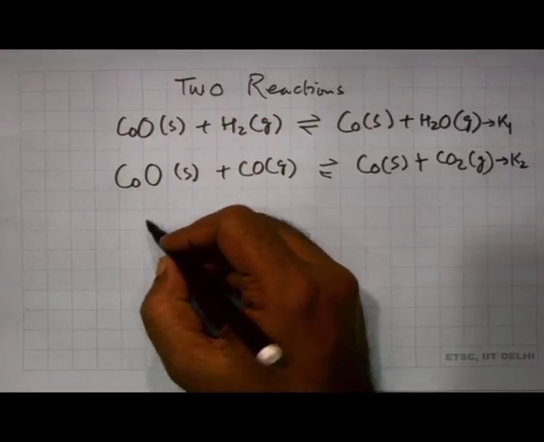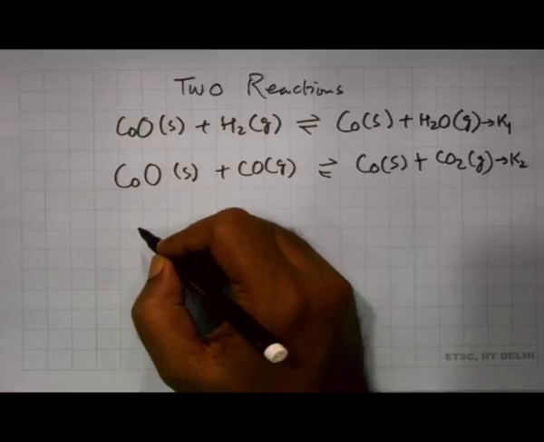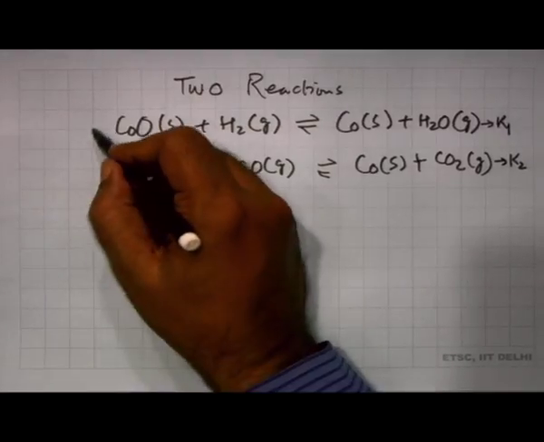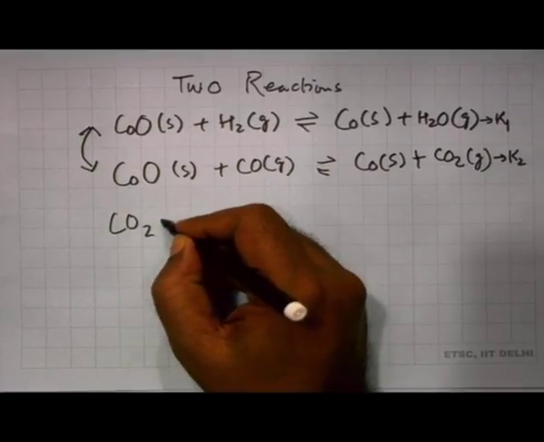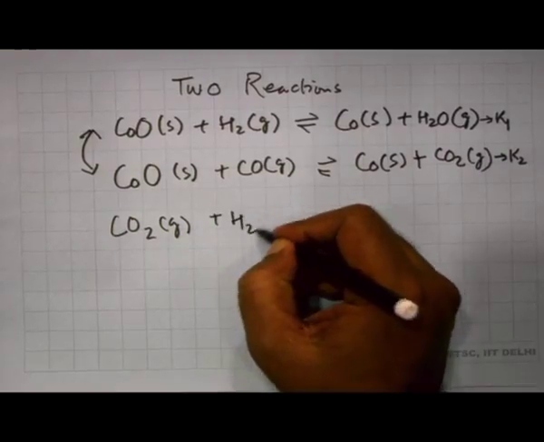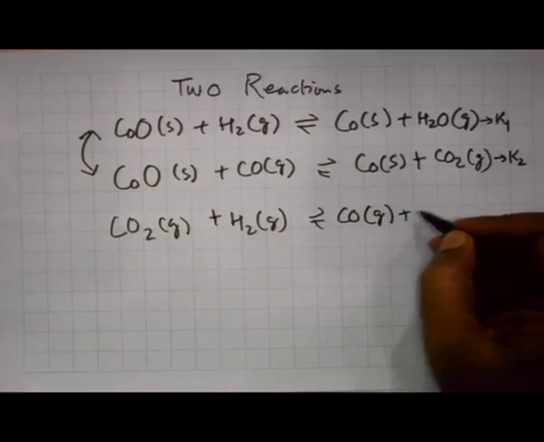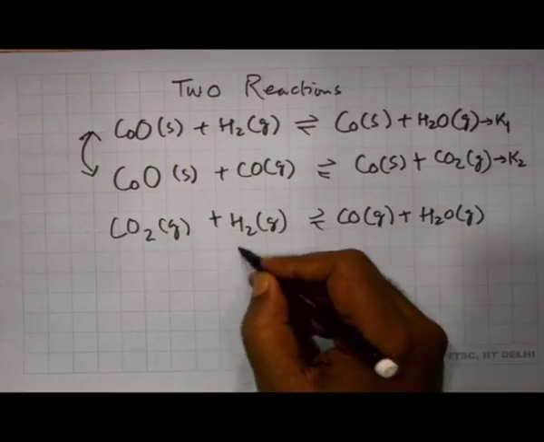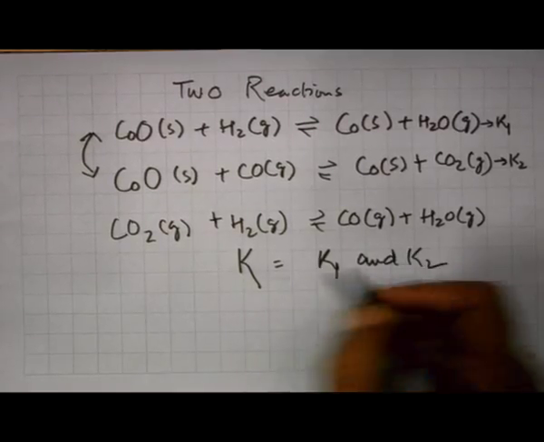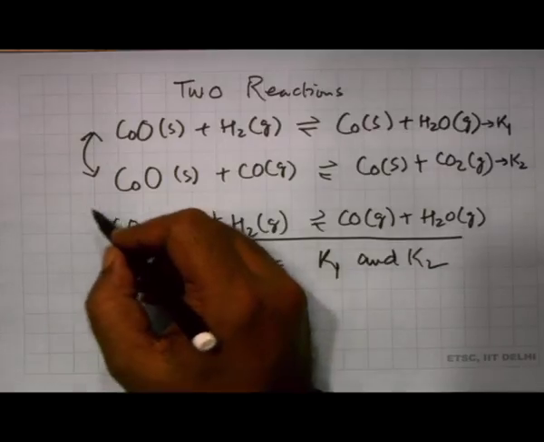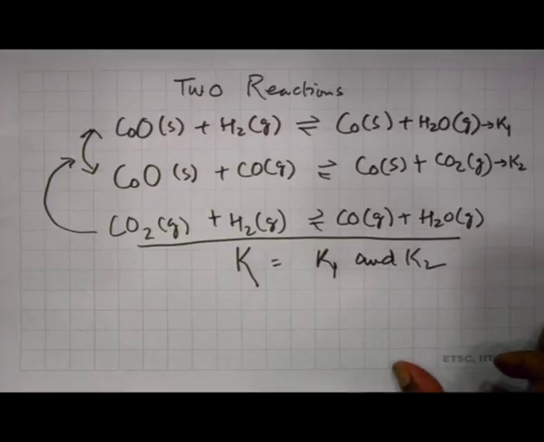We can know the value of K if a reaction is given which can be expressed in terms of 1 and 2. For example, we can take CO2 gas plus H2 gas giving you CO gas plus H2O gas. So, K for this reaction can be expressed in terms of K1 and K2, since this reaction can be expressed in terms of these two reactions. Now, let us see whether we can do it or not.